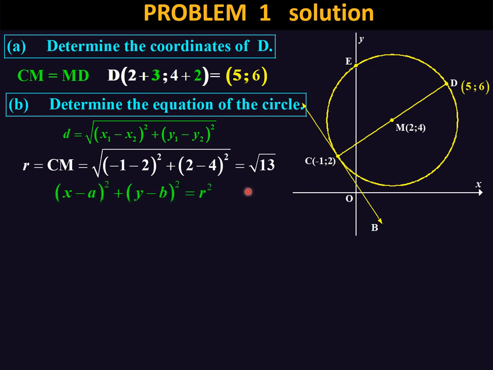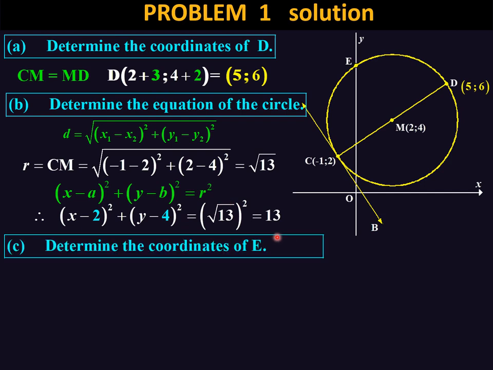Now we use the formula for the circle, and that's the center. So I just have to substitute the A and the B value, which in this case is 2 and 4 there. And square root of 13 squared, you don't leave it like that. That becomes 13. So there's the equation of the circle.